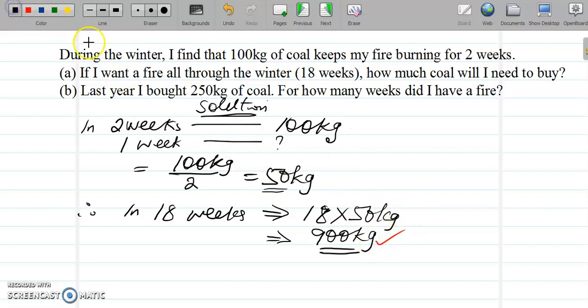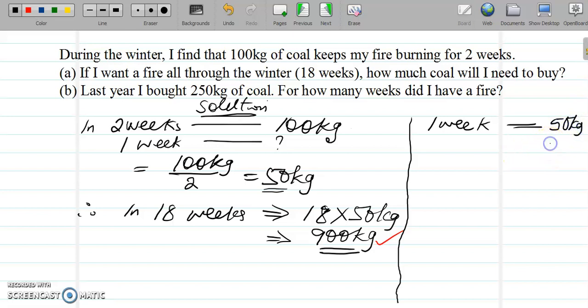Okay. The next question says, last year I bought 250 kg of coal. For how many weeks did I need a fire? First of all, we know that 1 week gives us 50 kg. Then in 250 kg, how many weeks will I have to burn it?